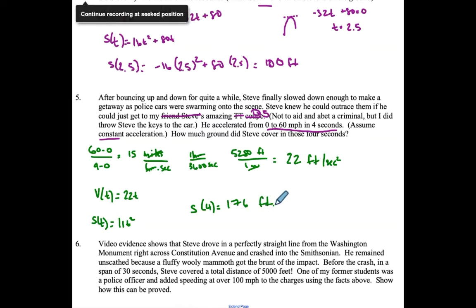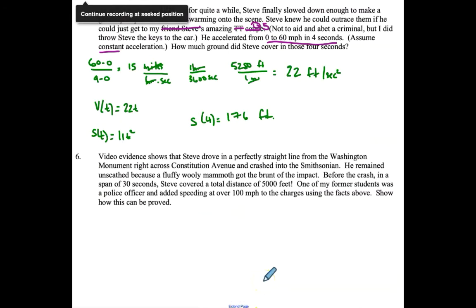Now, the good news is that Steve moved in a perfectly straight line from the Washington Monument across Constitution Avenue and crashed into the Smithsonian, but he was okay because the fluffy woolly mammoth got the brunt of the impact. Before the crash, in a span of 30 seconds, Steve covered 5,000 feet.